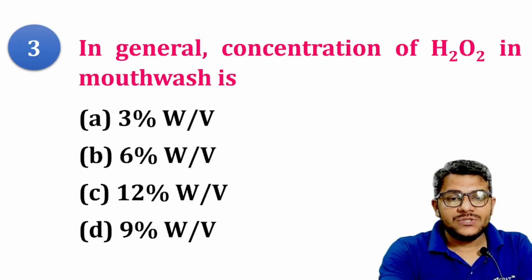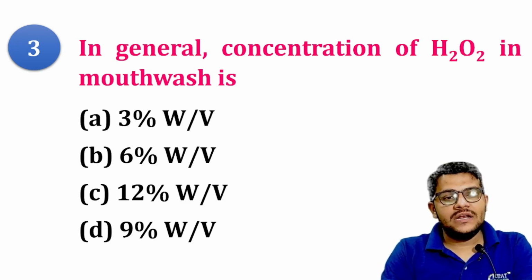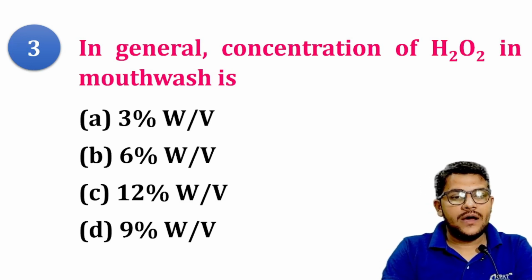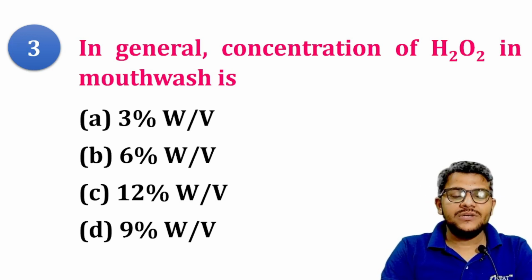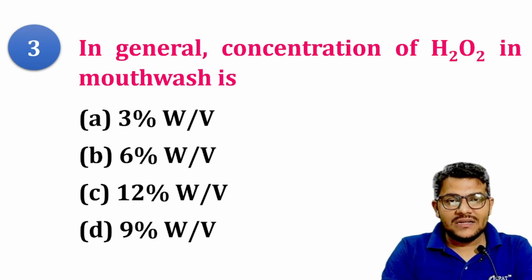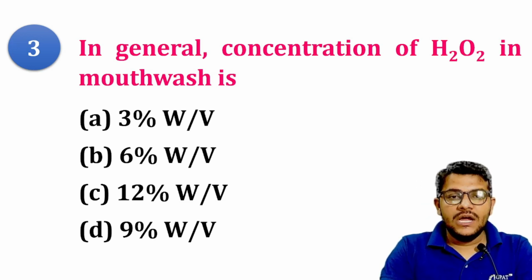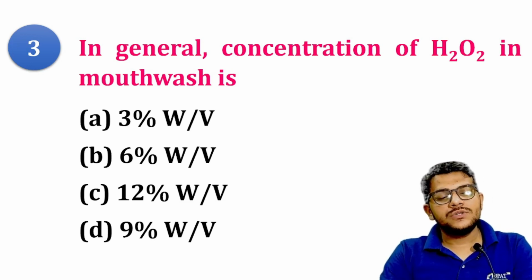Next question for you, you have to cram this question: in general, the concentration of H2O2 in the mouthwash. H2O2, that is hydrogen peroxide, you basically use in the mouthwash to get rid of foul smell, bacterial infection, and sometimes mouth ulcer can also occur. In that case you can plan for the mouthwash. As well, if some patients are admitted to the IPDs in the hospital, they also use the mouthwash.